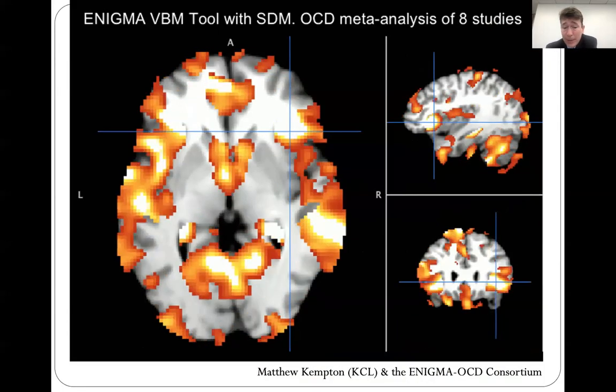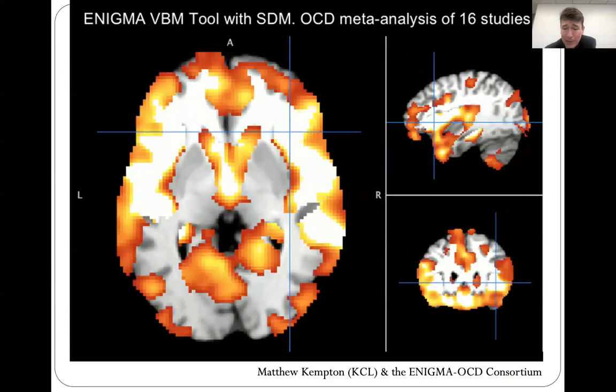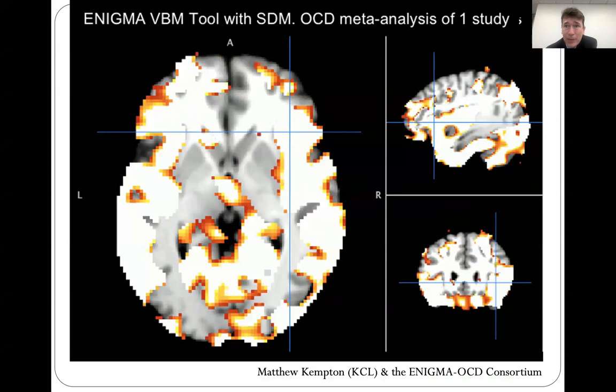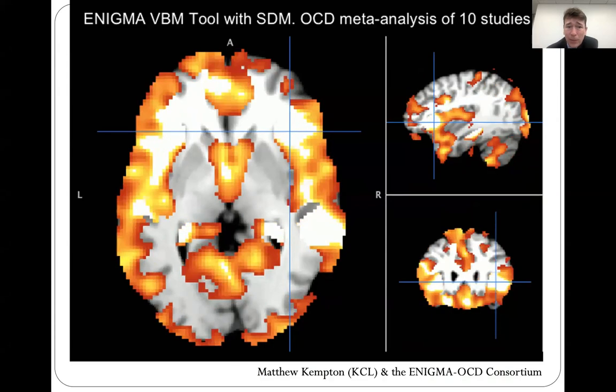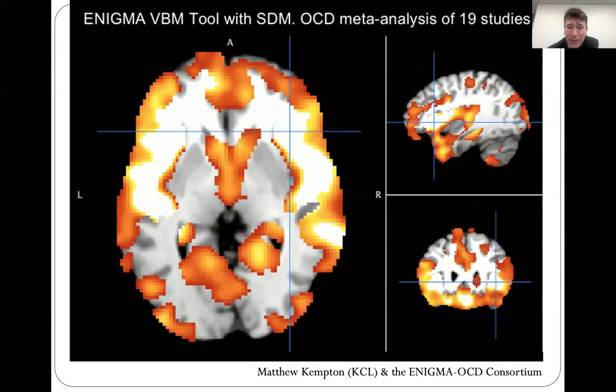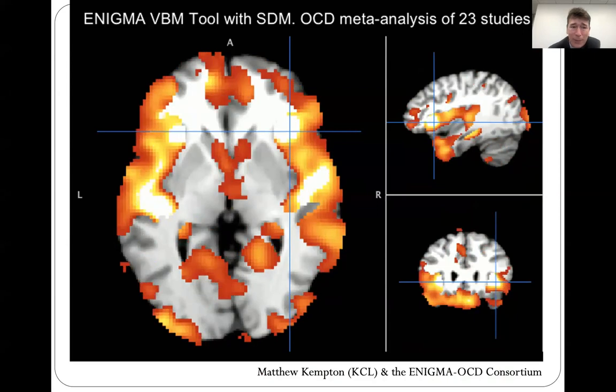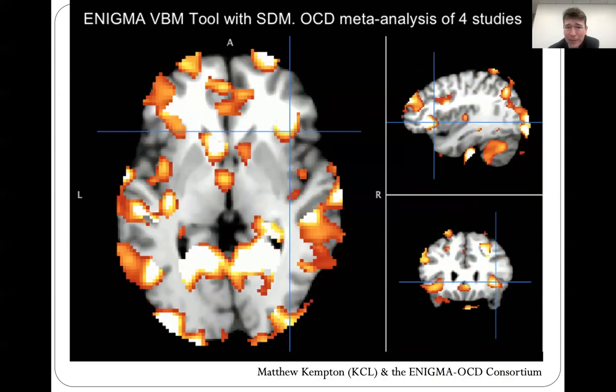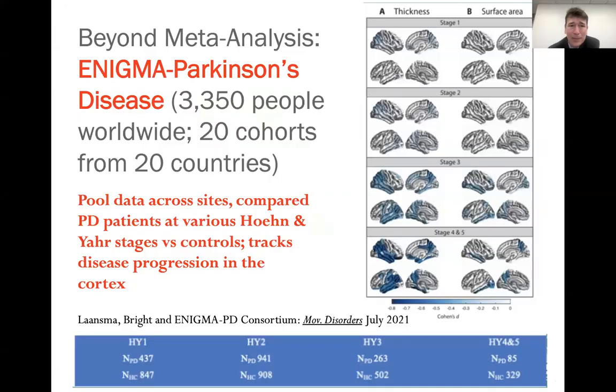This can be done voxel-based too. So Matthew Kempton and the OCD working group in ENIGMA meta-analyzed data from 31 sites to understand the effects of OCD on the brain, here showing gray matter density reductions that are quite consistent as you add data from more and more sites.